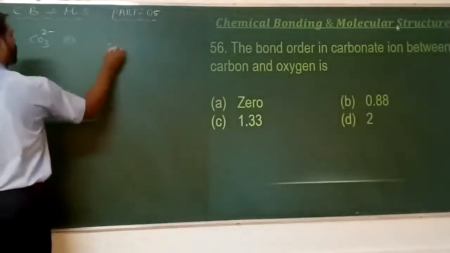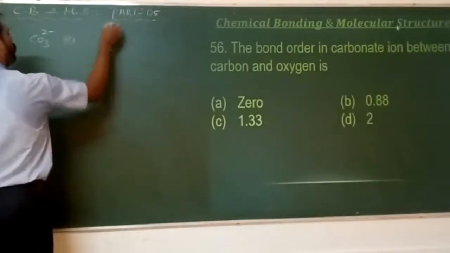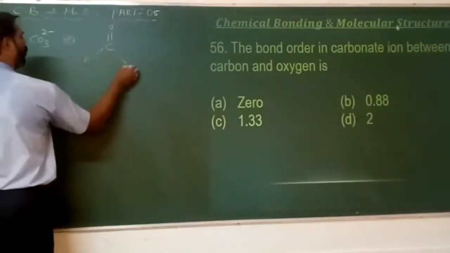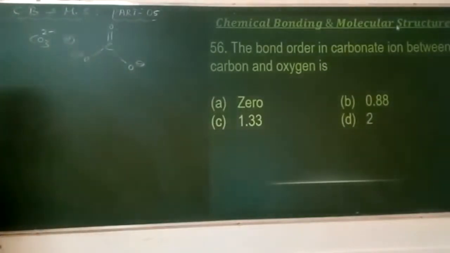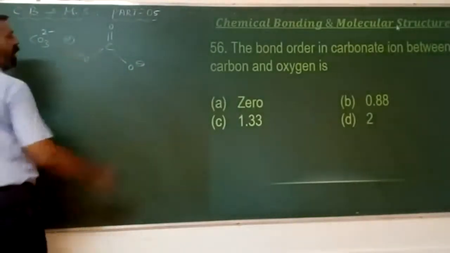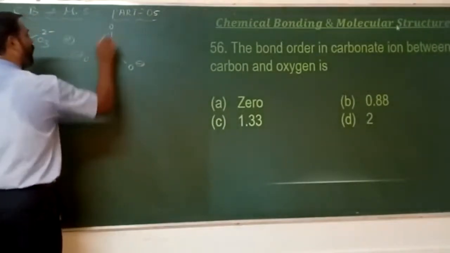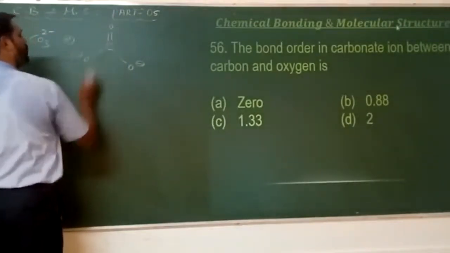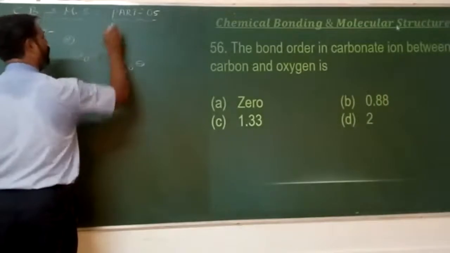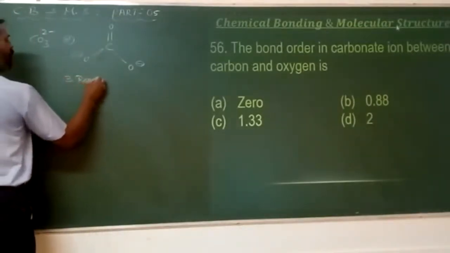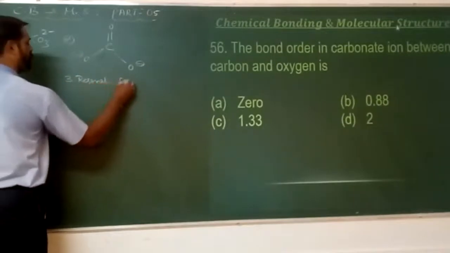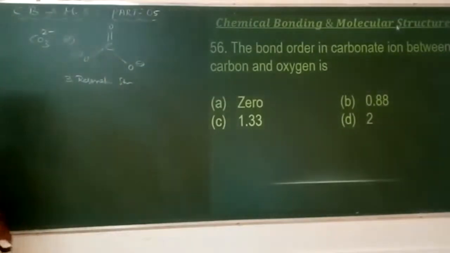Directly I will mention that as C double bond O, single bond O, single bond O, minus, minus. So based on this, if I put a double bond here, O minus, that is the second resonating structure. If I put the double bond here, making that single minus, we are expecting the 3 resonating structures for the carbonate ion.